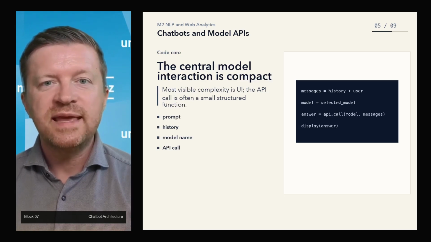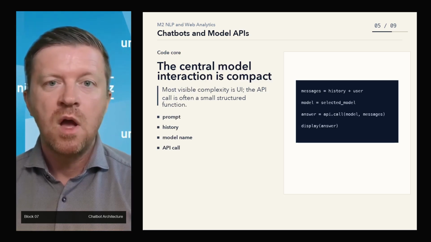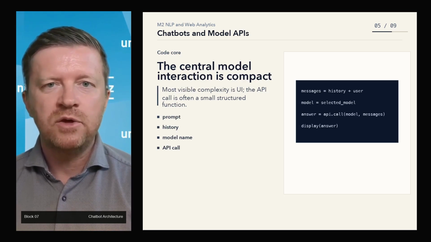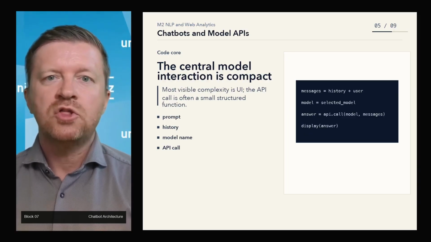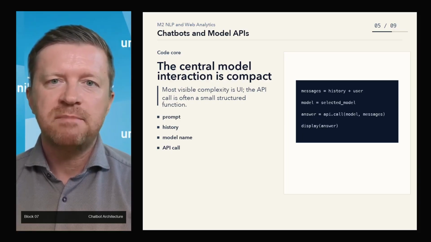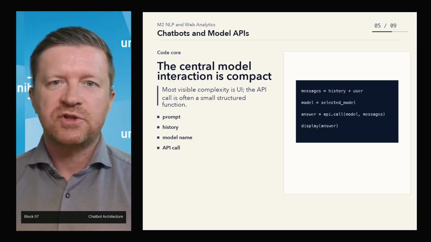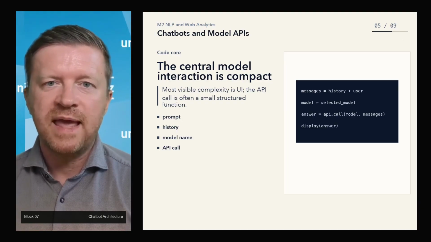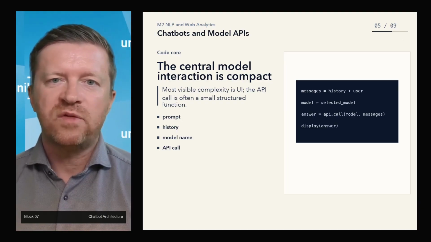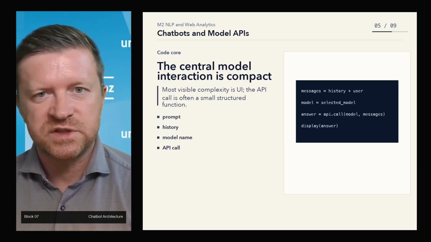Much of what you see in the interface is front-end code, buttons, a drop-down menu, predefined prompt examples, and a chat layout. The core model interaction is usually much smaller. It consists of a structured prompt, the conversation history, the selected model name, and the API call that sends the request and receives the response.